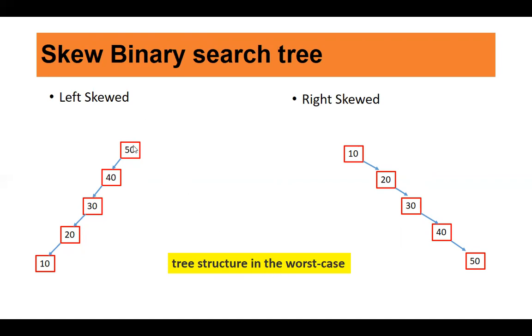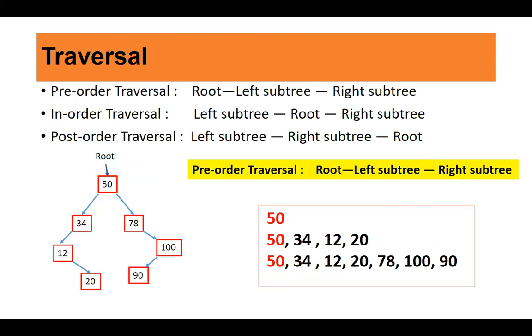Now, if you are already having sorted data, then never go for a binary search tree because it results in a linear search. If you look at this, it is nothing but a linear search. So in this case, what we do is we come up with special trees, that is height balanced trees. We'll talk about the height balanced trees in the next lecture.